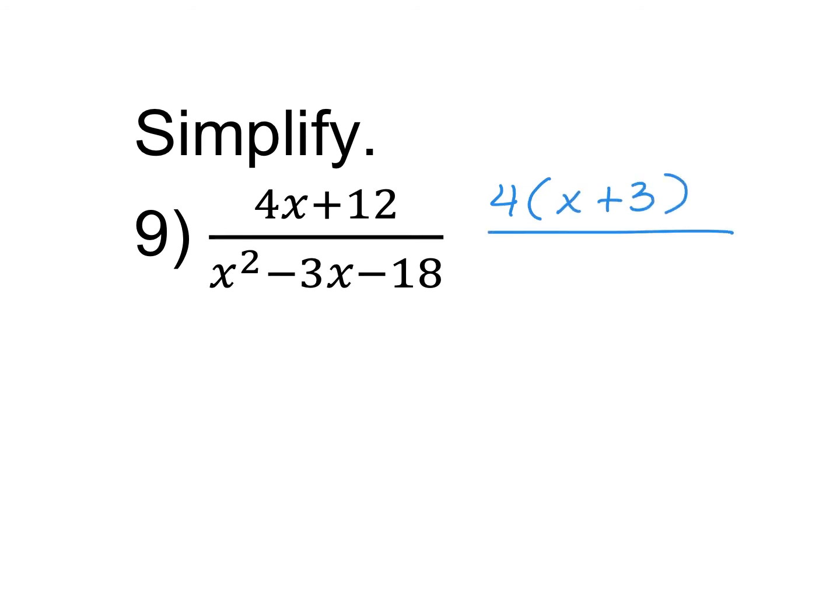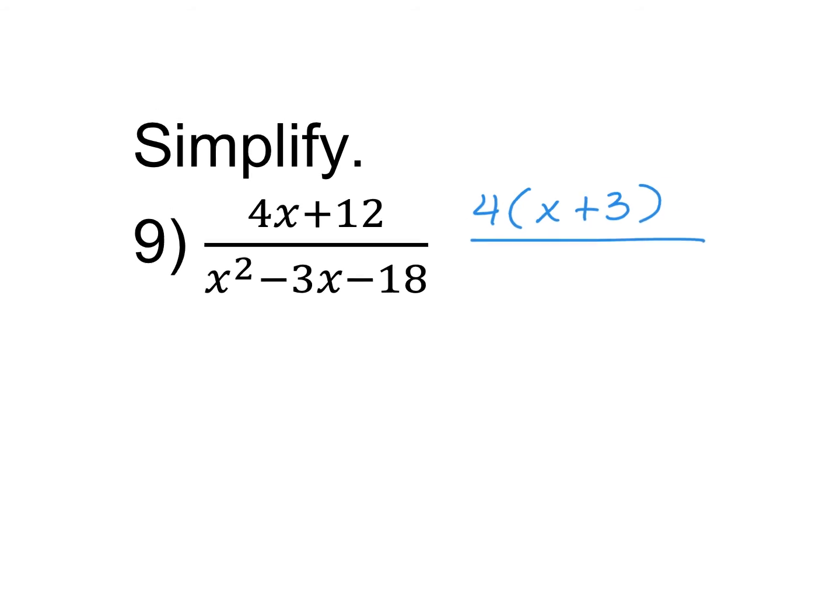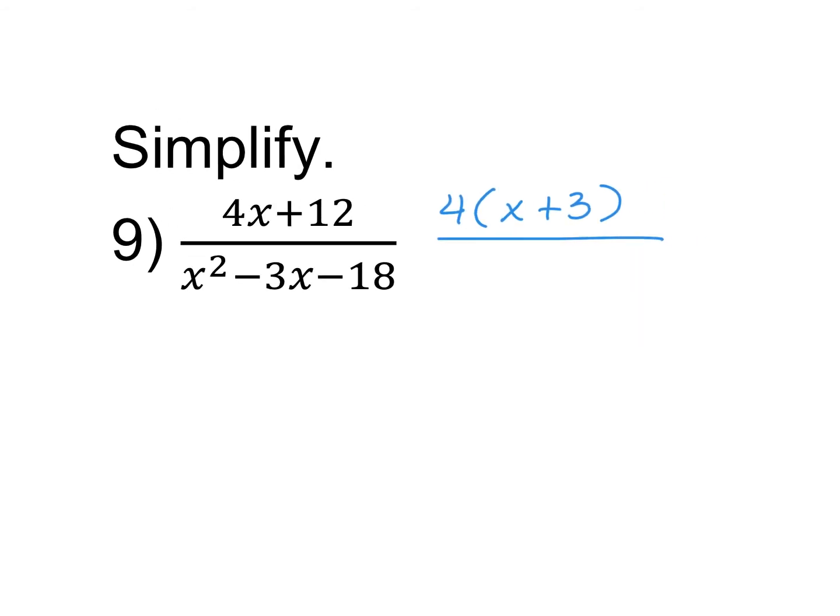The bottom trinomial can be factored. I'm looking for the factors of negative 18 that when I combine them give me negative 3. Those factors of 18 are going to be negative 6 and positive 3. We will be doing factoring so much this year that this is going to become so automatic. You're going to look at those numbers and you're going to immediately know what those factors are. So now that I factored it, now I can go ahead and simplify. The only thing I can simplify are the x plus 3's.